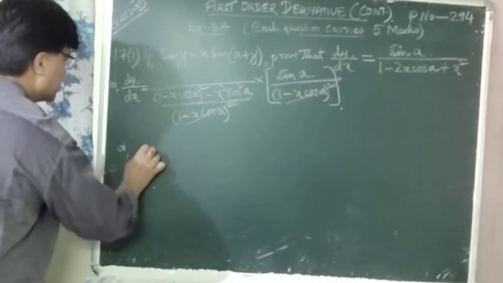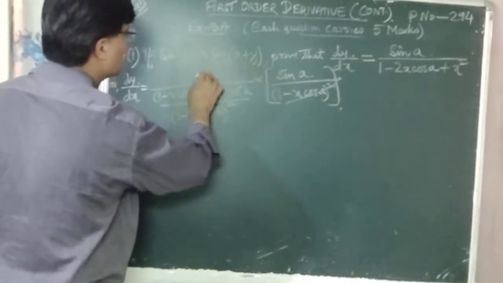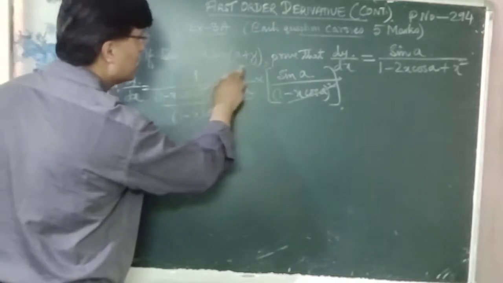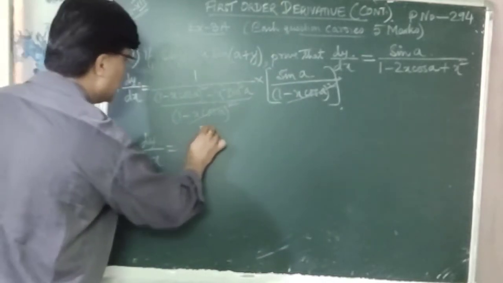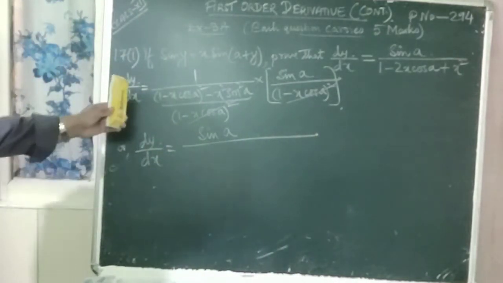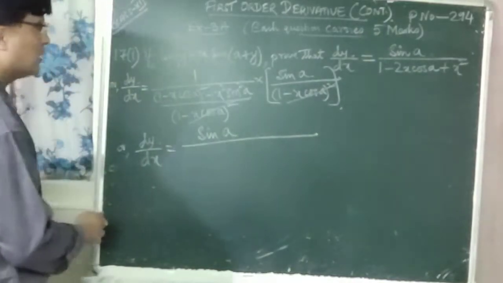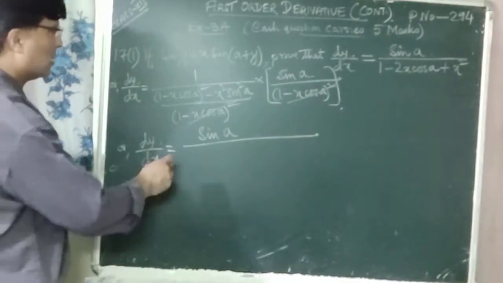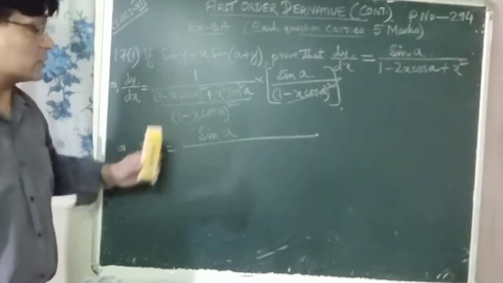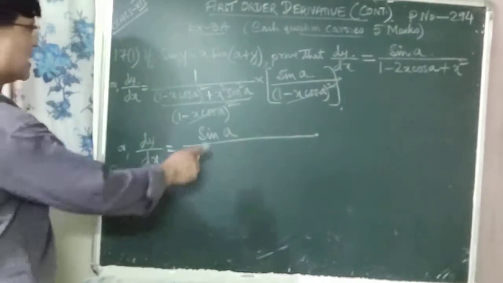So dy by dx is equal to, this was 1, so 1 into sin a. What is 1 into sin a? That is sin a, this whole divided by, now you can simplify the denominator. I think it was plus. Isn't it? 1 upon 1 plus. Yes, it was plus. So it should be plus sign out there. So sin a into 1 is sin a.